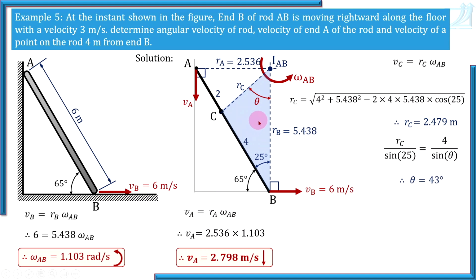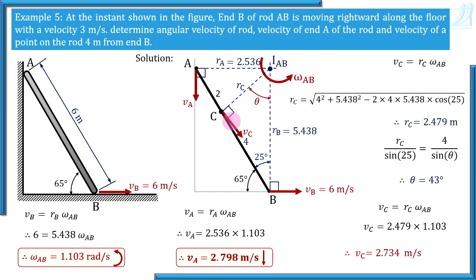So, we have found out theta, and now again VC is equal to RC into omega. Put value of RC 2.479 and omega is 1.103 and get the answer. VC is equal to 2.734 meters per second. This is magnitude and direction. Remember, you will be able to show direction correctly if you show vector VC in the diagram. If you show vector VC in the diagram, there will be no mistake in identifying direction of VC. So, VC to be shown at point C, perpendicular to RC.